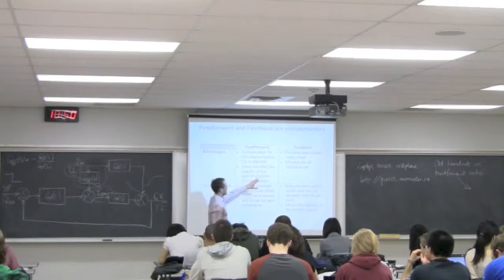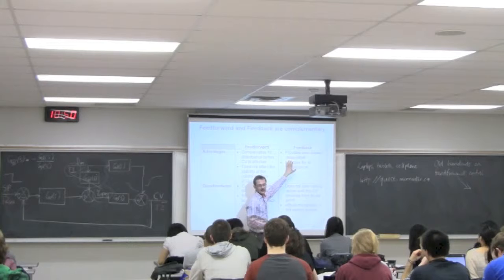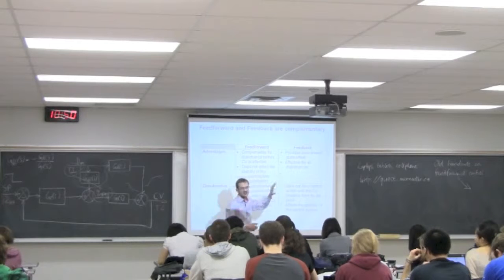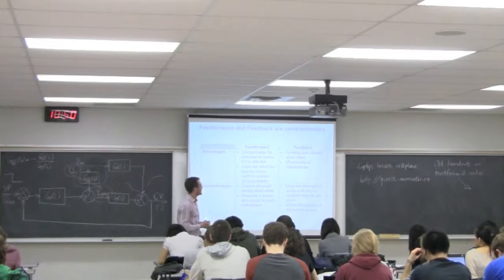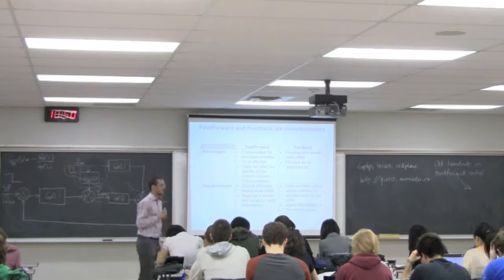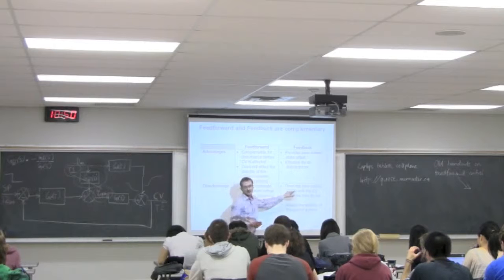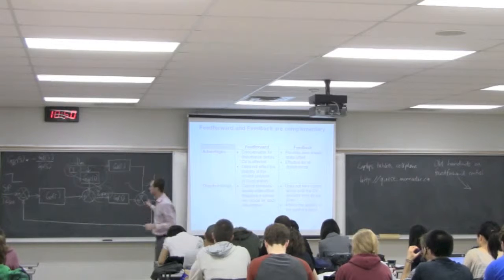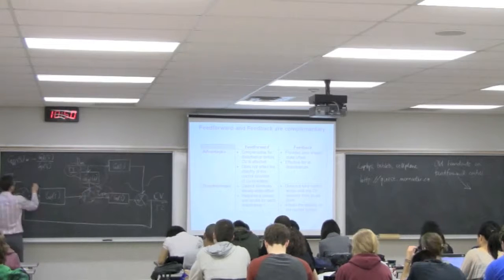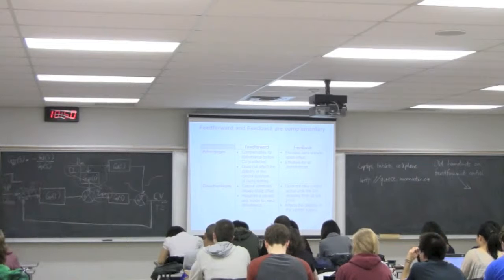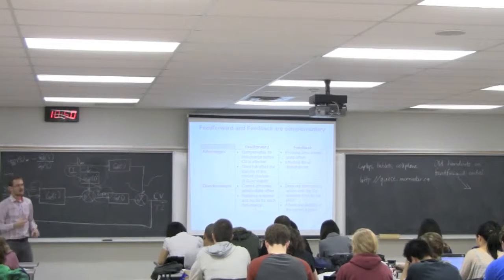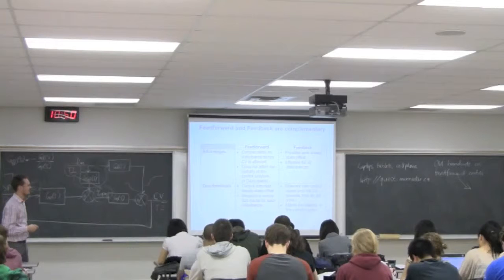Feedback is very general. Feedback doesn't really care what the disturbances are. As long as it sees some disturbance coming into the process, it will take action. But the disadvantage of feedback is feedback will only take action when it sees that error. So feedback has to wait until this error over here is non-zero. Feedforward will take action to mitigate that ahead of time. So it's kind of like a predictive way of operation.